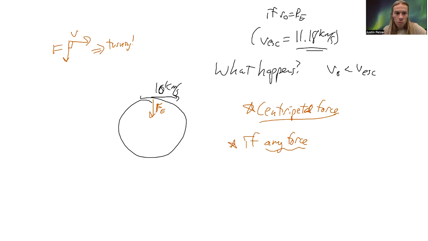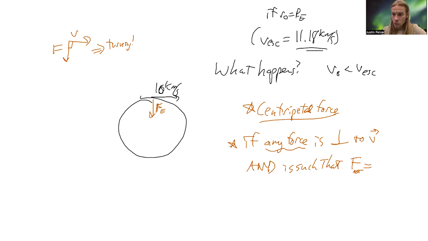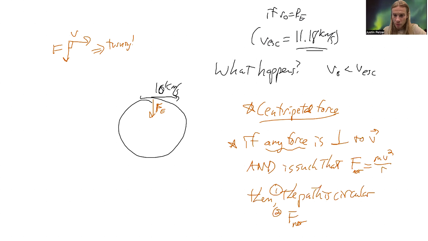moves, so if any force satisfies, I'm going to do it the precise cause and effect way. So if any force is perpendicular to the velocity vector and satisfies a mathematical requirement and is such that the net force, of course, is mv squared over r, then the path is circular.